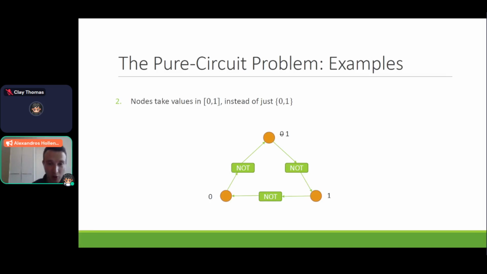And always having a solution is very important if you want to show that this problem is PPAD-complete. It better always have a solution, okay? And so what is the solution to this example?